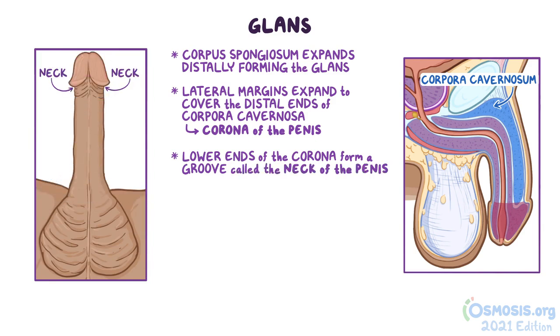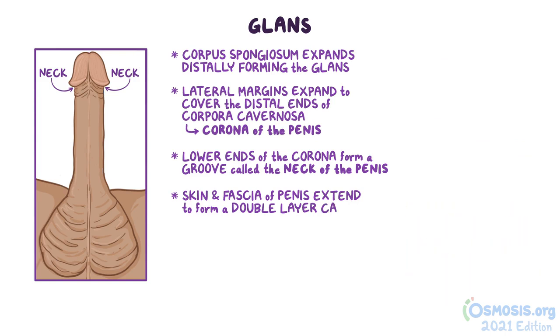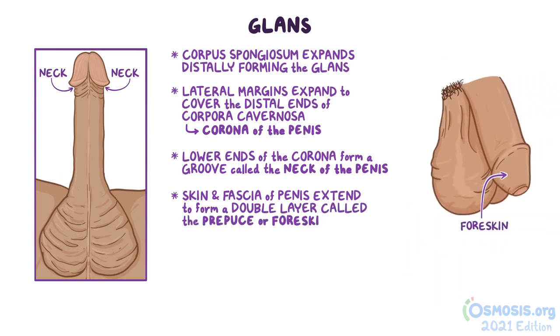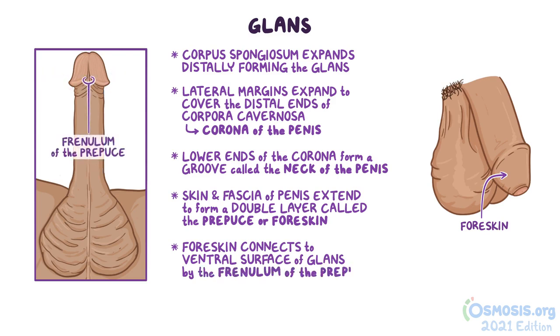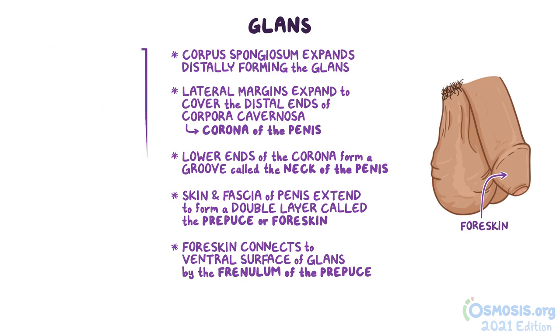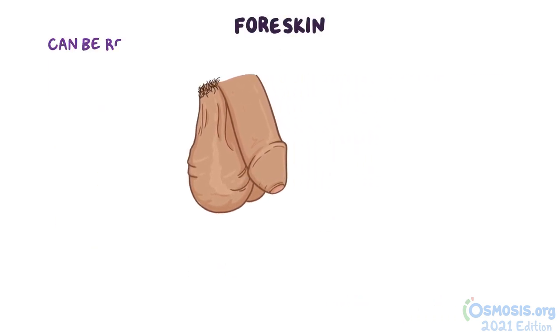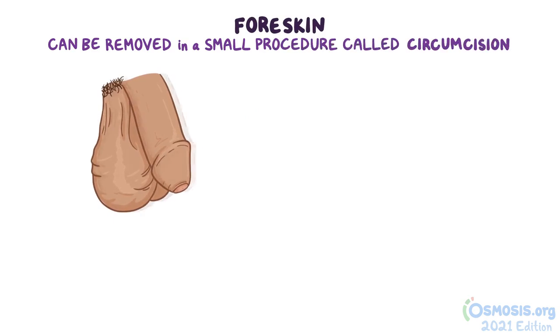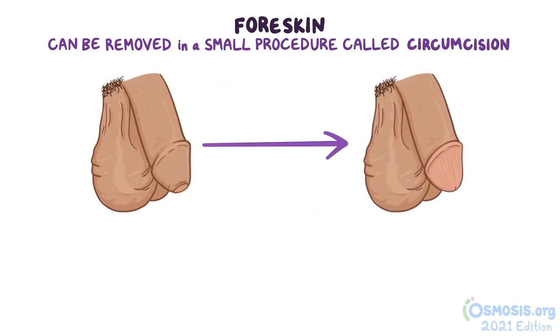of the penis. Here, the skin and fascia of the penis extend to form a double layer that partially covers the glans penis, called the prepuce or foreskin. This foreskin connects to the glans penis on the ventral surface of the penis by a median fold of skin called the frenulum of the prepuce. The foreskin can be removed in a small procedure called circumcision. Males that undergo this procedure are called circumcised males, while males that have the foreskin are called uncircumcised males.